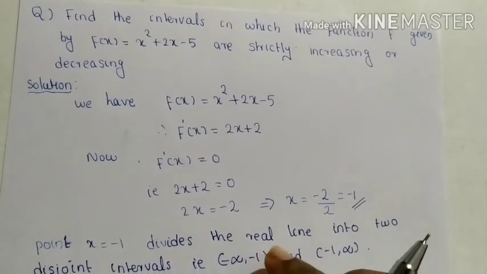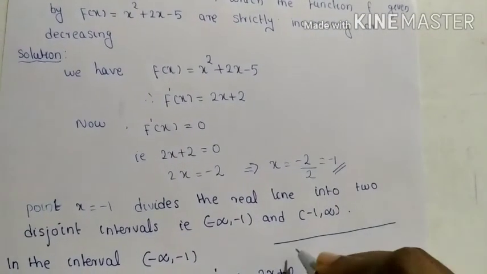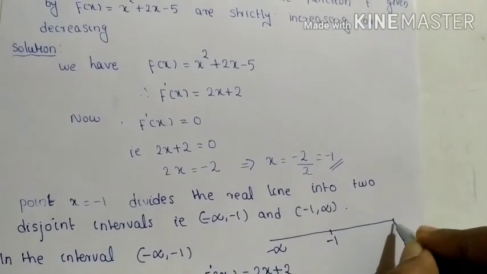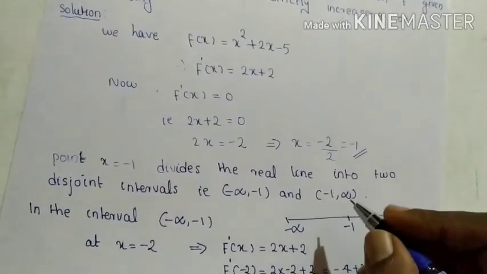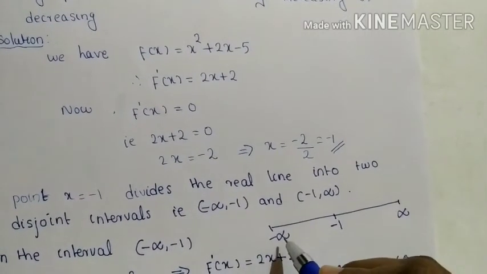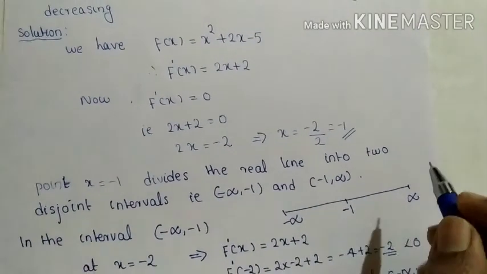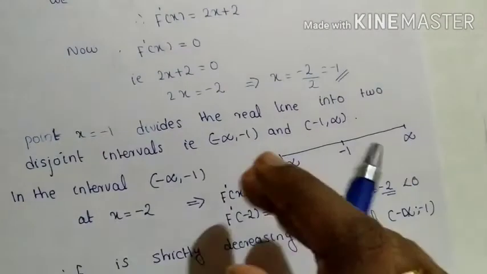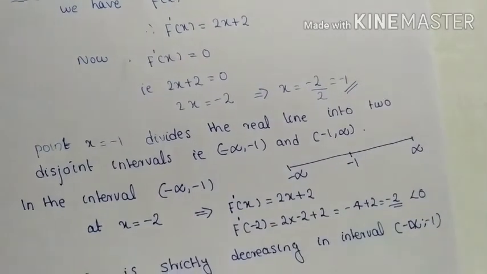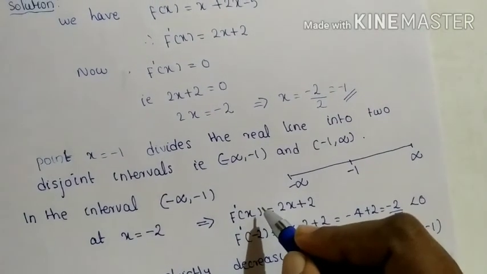This divides the real line into two intervals. Here we have minus infinity, the point minus 1, and plus infinity. So x equal to minus 1 divides the real line into two intervals, that is minus infinity comma minus 1 and the open interval minus 1 to infinity. Let us take the first interval. Let us take one value between minus infinity and minus 1. Here I take x equal to minus 2 and put it into f dash of x.